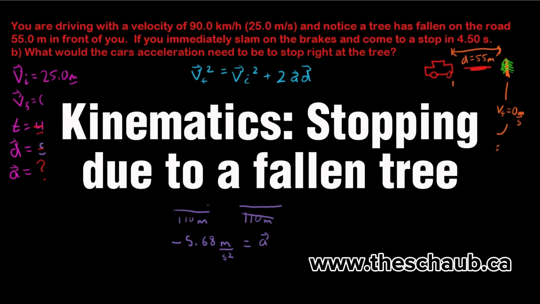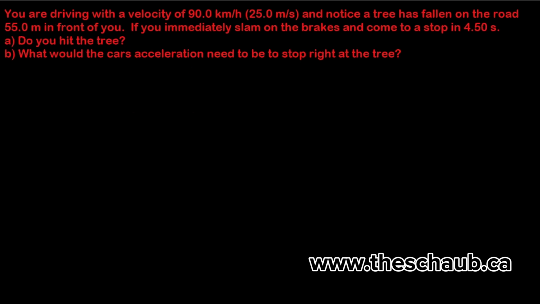Welcome to this video on kinematics, where we're going to explore a car stopping due to a tree fallen on the road. You are driving with a velocity of 90 kilometers per hour, 25 meters per second, and notice a tree has fallen on the road 55 meters in front of you. If you immediately slam on the brakes and come to a stop in 4.5 seconds, A, do you hit the tree? And B, what would the car's acceleration need to be to stop right at the tree?